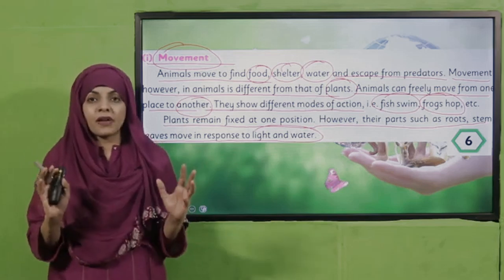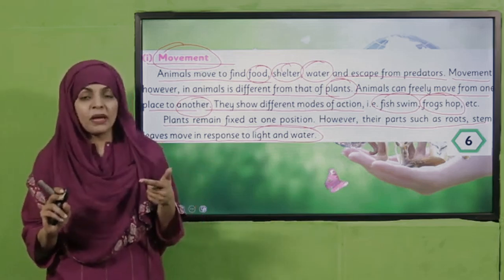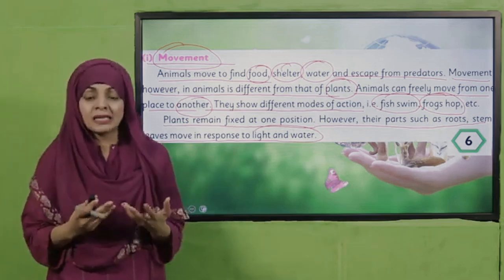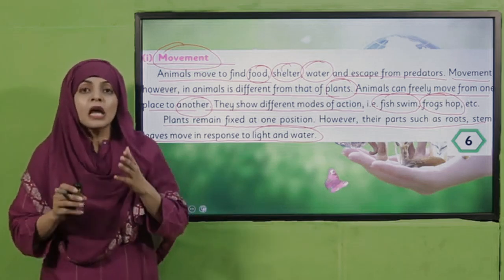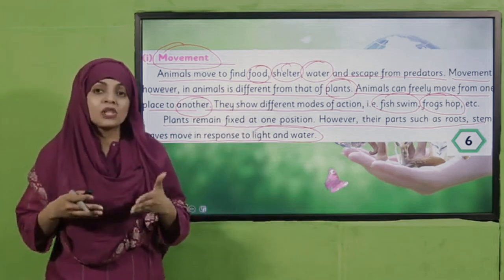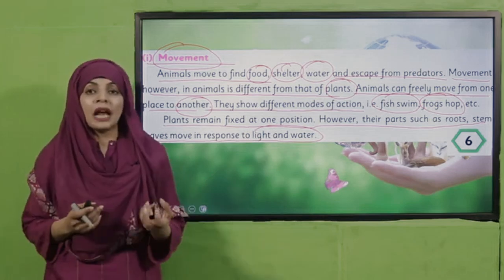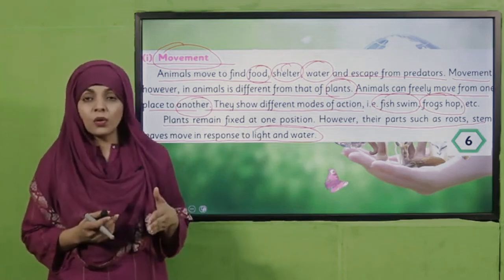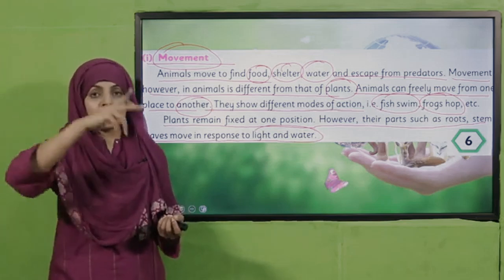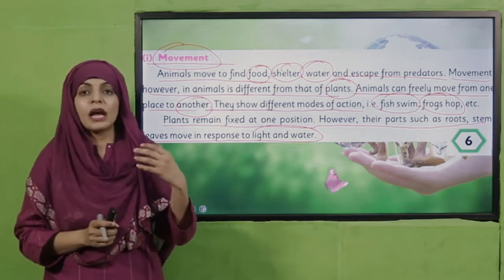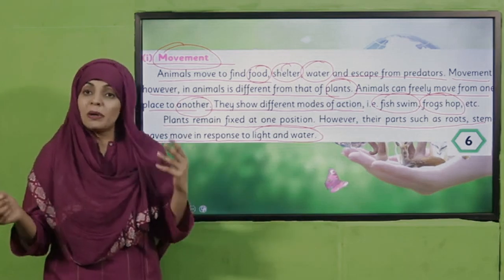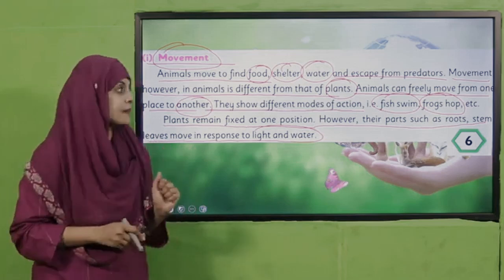But plants remain fixed. They remain fixed in one place, but still they show movement. How do they show movement? Towards water and towards the sunlight. Their movement happens in this way. Their different body parts show movement towards the sunlight or towards the water. That is, you see the roots grow towards the water. So that means movement is happening in them too. The flower of the sunflower moves with the movement of the sun. So that means with the movement of the light. So we can say that movement is happening in plants. So the way of expressing movement is different in both. But both move, both are living things.